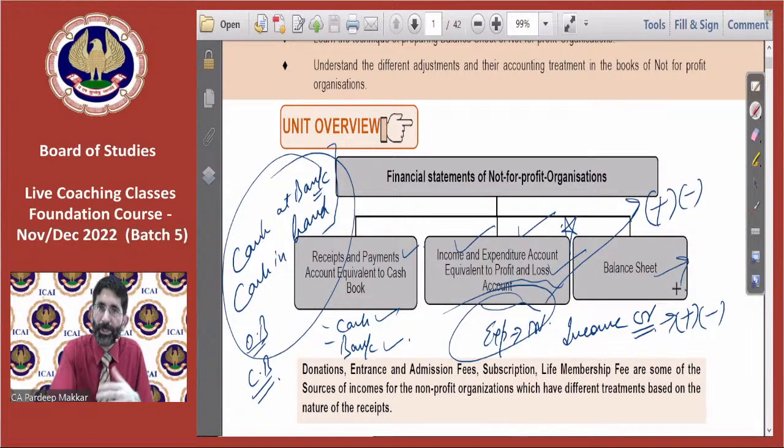Now, balance sheet itself defines its meaning. We know it very well. Whatever balance sheet we were preparing earlier, it will remain the same. Just some names will be changed. As we know, the income concept will be changed. The expenses concept will be changed. Their income will be of a different sense.